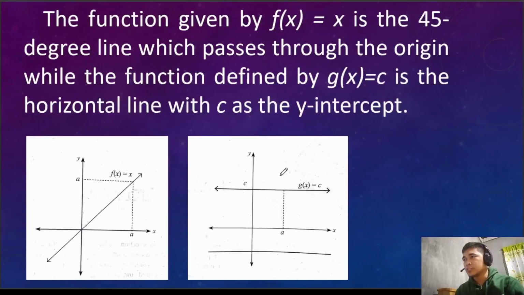Right? So here, the function given by f of x equals x is the 45-degree line. This is the illustration. Here is the graph. That is the 45-degree line which passes through the origin. As you observe, it passes through the origin, while the function defined by g of x equals c, the constant, is the horizontal line. So g of x equals c is the horizontal line with c as the y-intercept. So this is the c, the y-intercept. This is the value of a. Okay? So that is the graphical presentation of f of x equals x, g of x equals c.